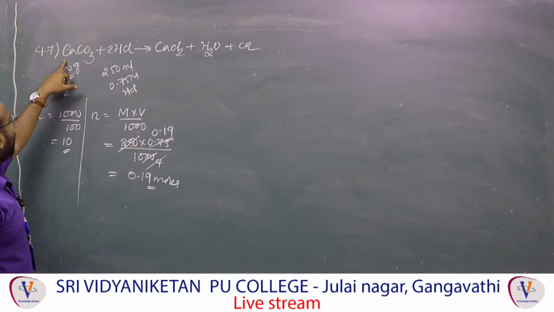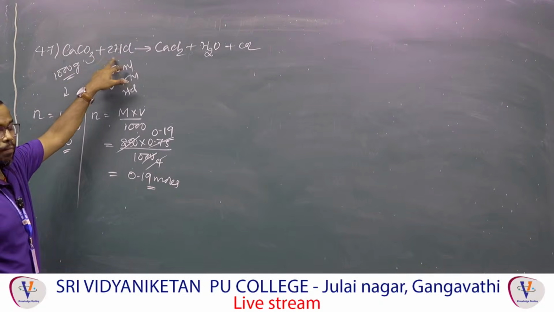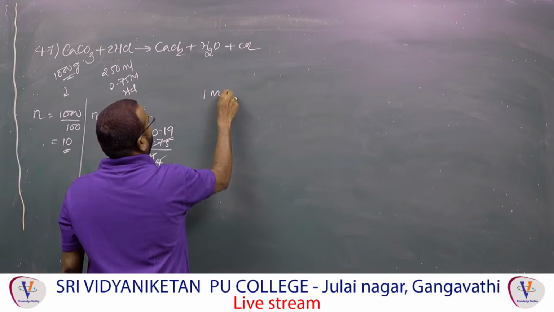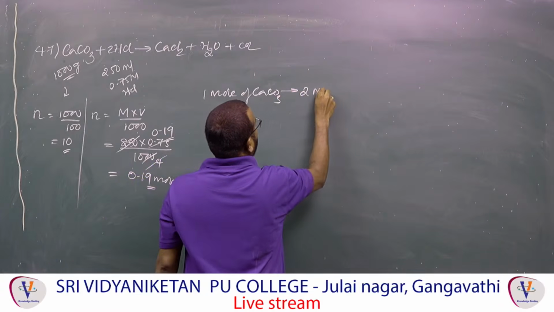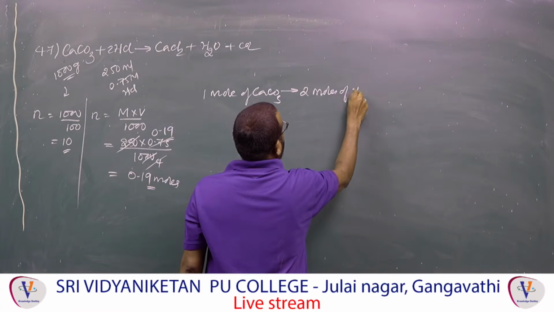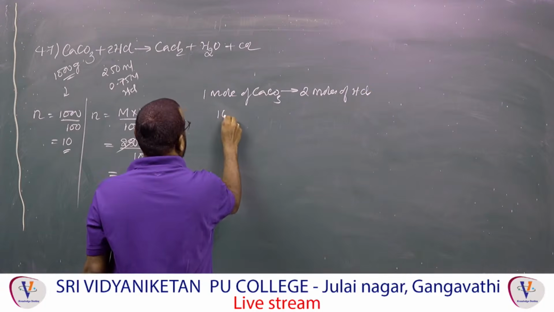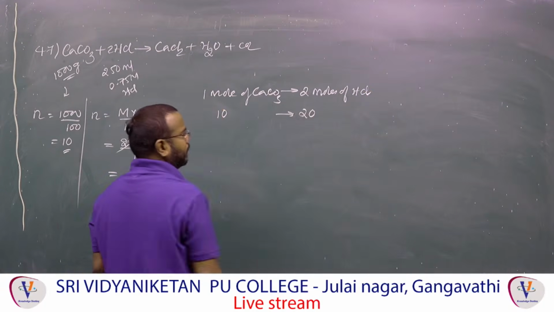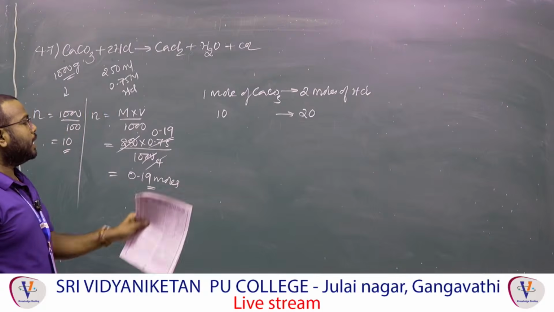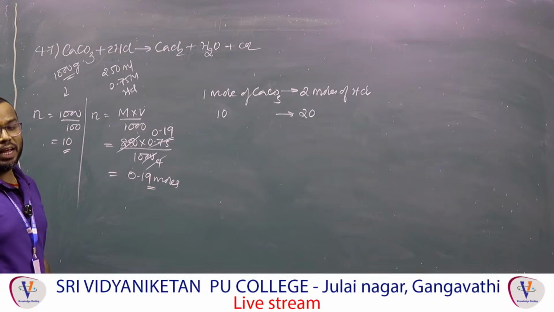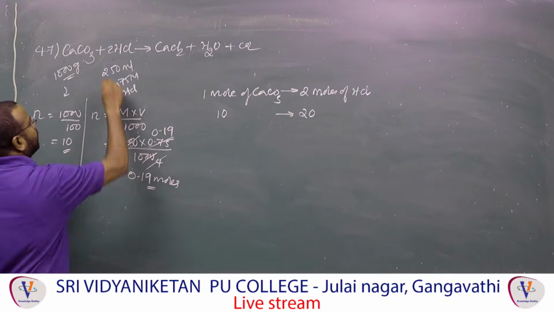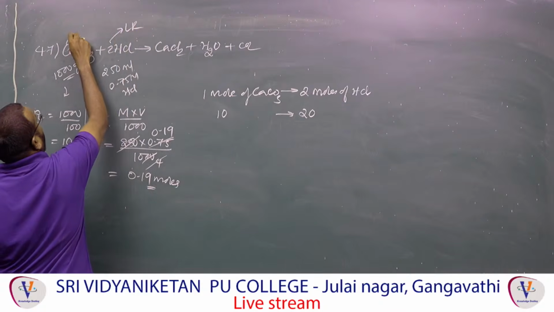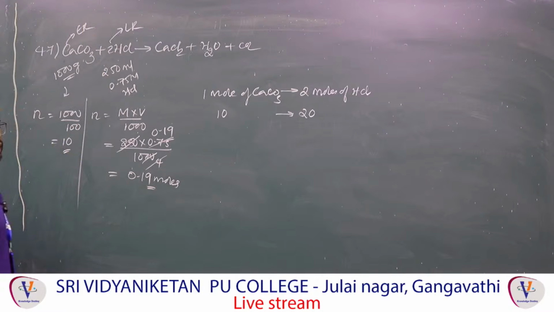Here, 1 mole of calcium carbonate requires 2 moles of HCl. So 10 moles require 20 moles. But what is available is 0.19, which is less than required. Therefore HCl becomes the limiting reagent and calcium carbonate becomes the excess reagent.